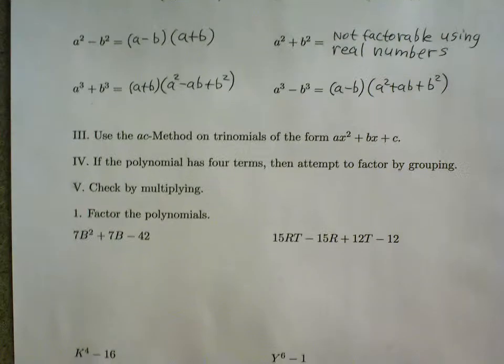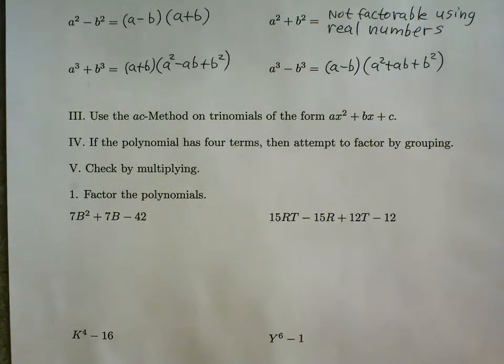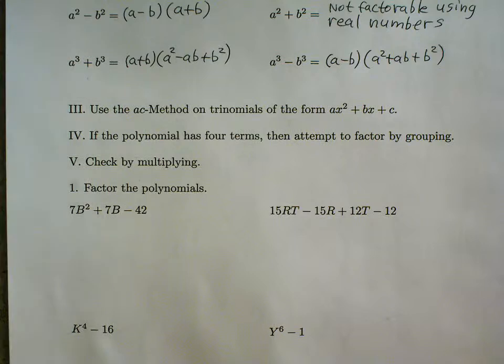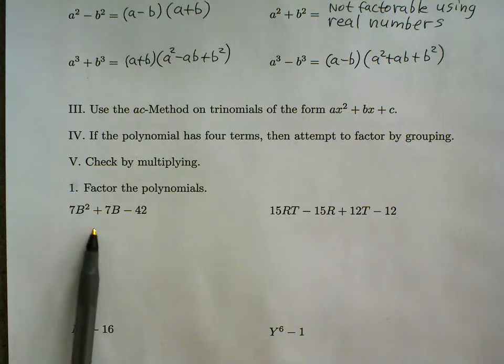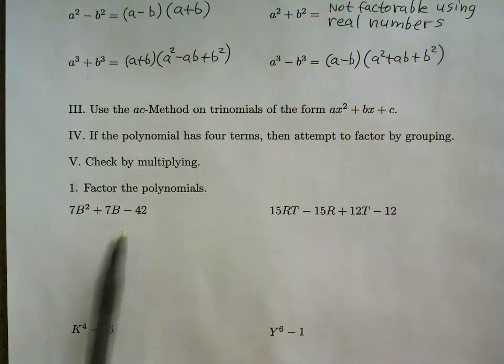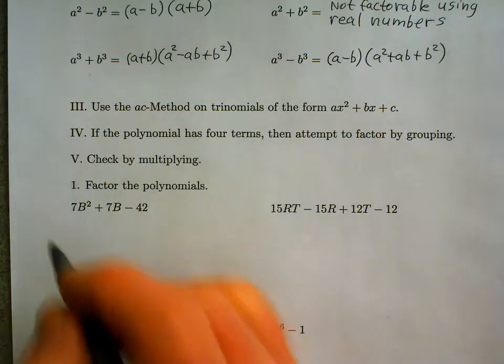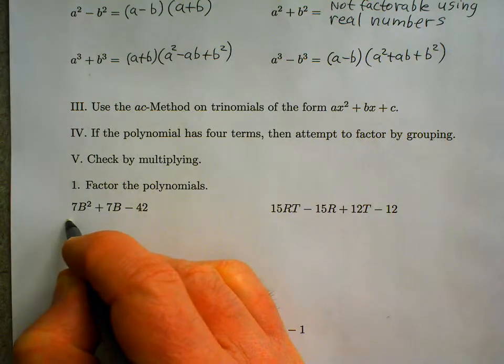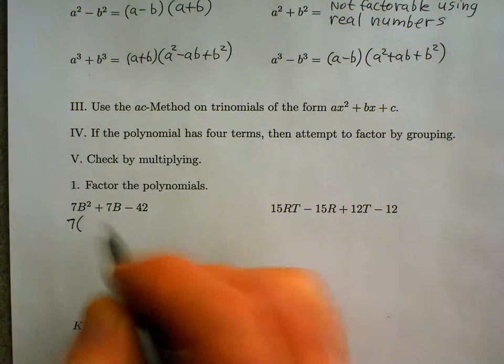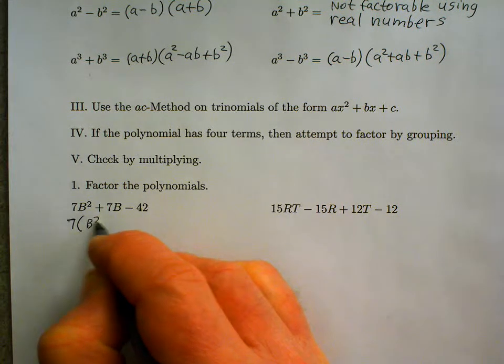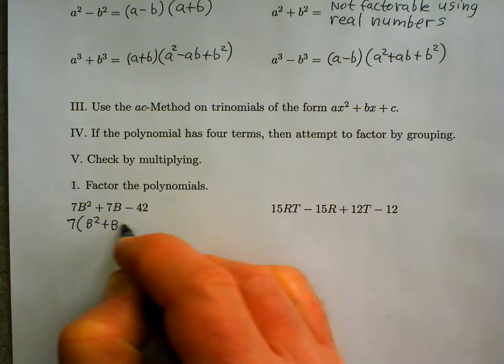Okay, well, we'll look at a bunch of different cases. So we'll factor a bunch of polynomials until time runs out. So the first one, 7b squared plus 7b minus 42. The greatest common factor is 7. So we factor 7 out. And then we have b squared plus b minus 6.